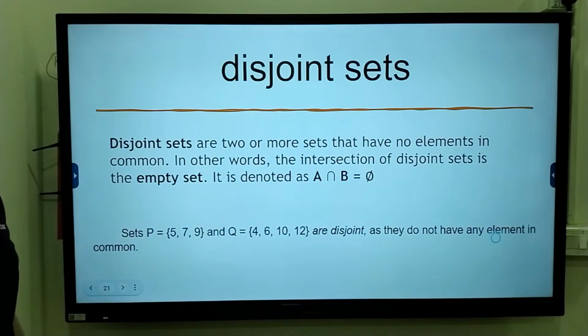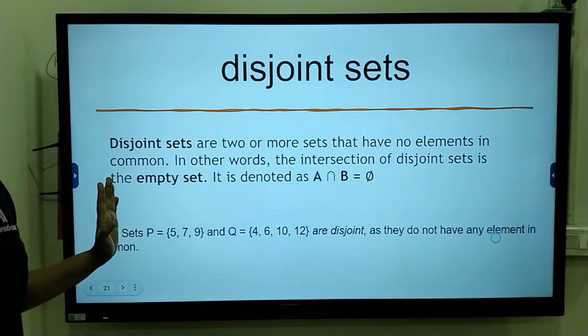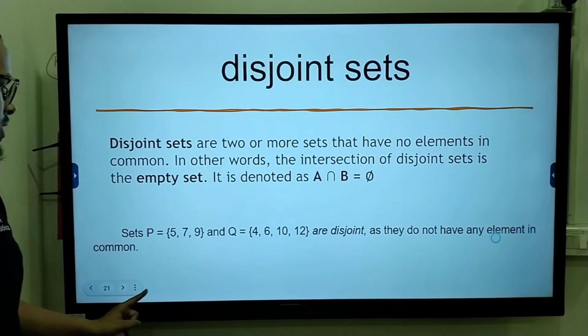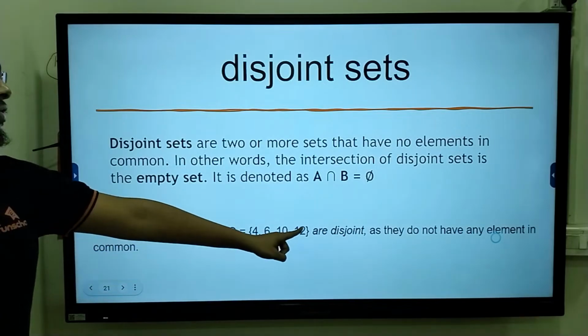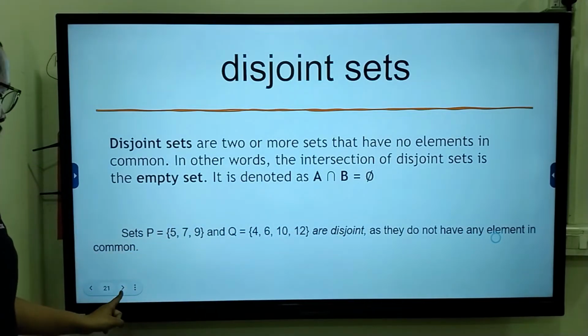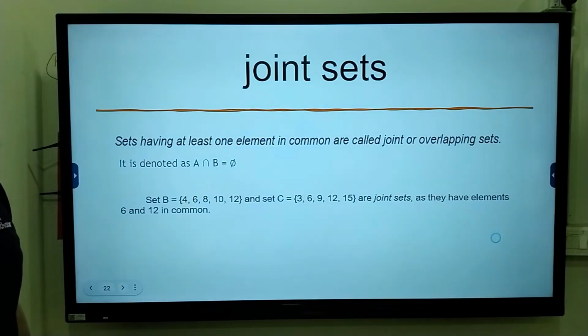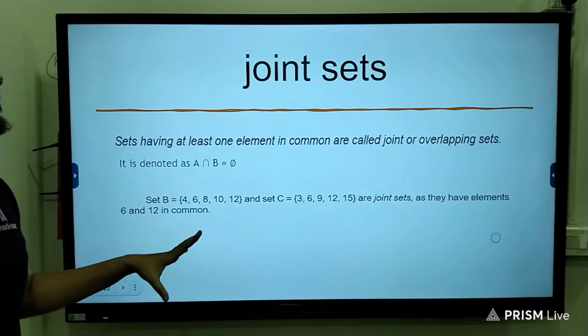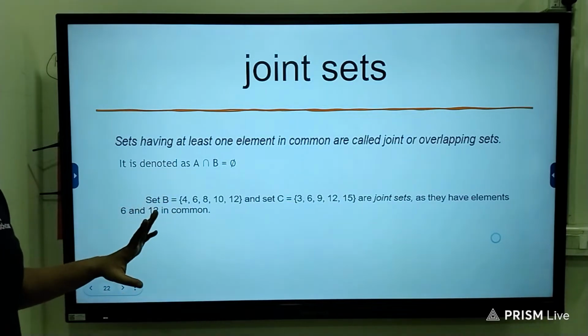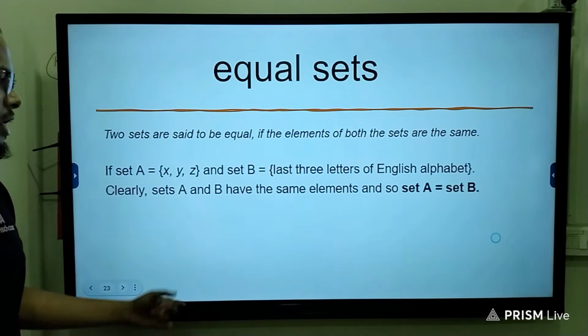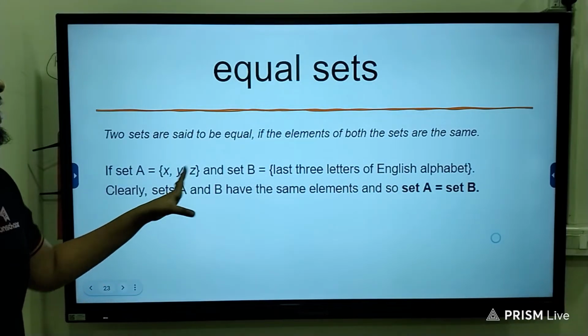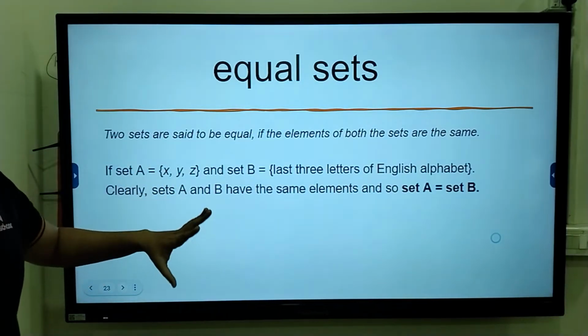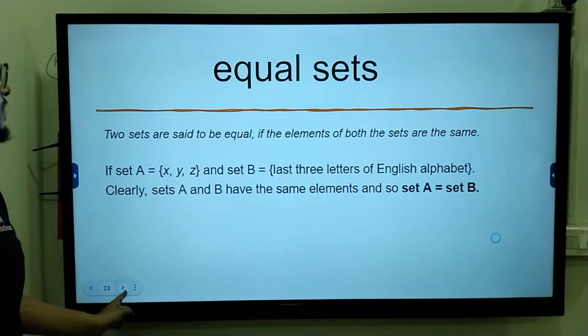Okay. Now disjoint set, where no elements are in common. That's it. Disjoint set: 5, 7, 9 and 4, 6, 2, 5. We do not have any elements in common. Next, joint sets. Joint sets have overlapping, so as they have some elements in common, they are known as joint sets. Equal sets, okay, when they are absolutely the same, that is what equal sets are.